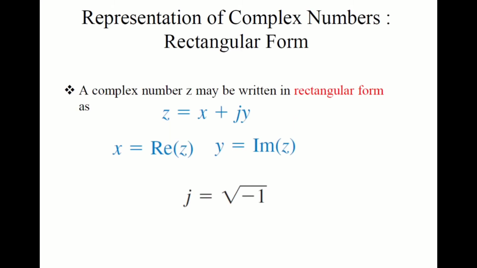So let's look into the rectangular form of the complex number. This is the rectangular form: z is equal to x plus jy, where x is the real part and y is the imaginary part. And in this complex number, j can be identified as the square root of minus 1.